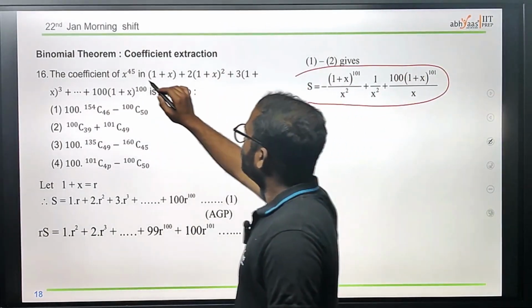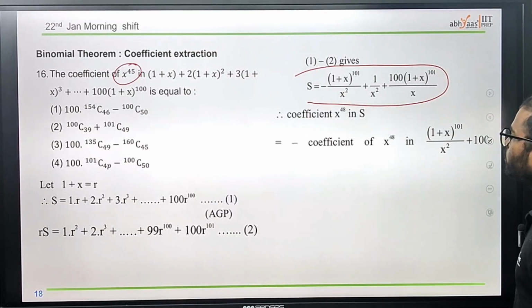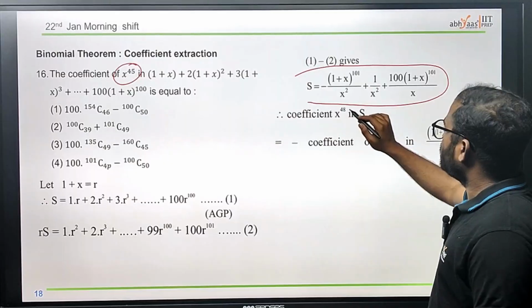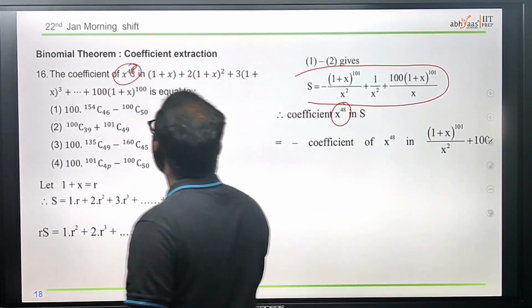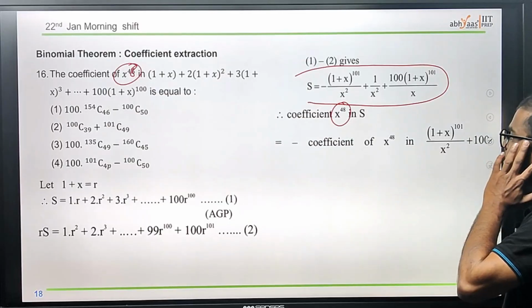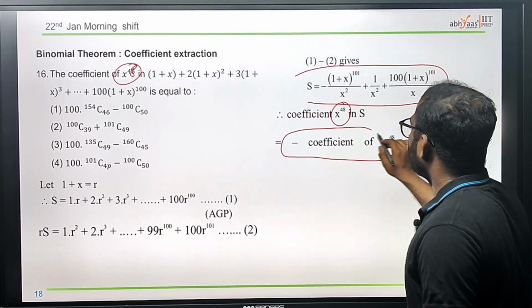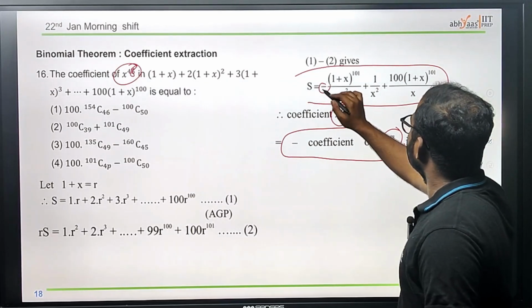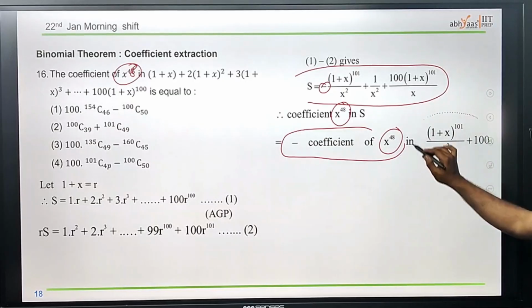Now our job is to find the coefficient of x power 45, sorry, I think it is 48. We need to find the x power 48 in this S. That is nothing but minus the coefficient of 48, since we have minus here, just taken the minus common from that one. We need to find this from this.